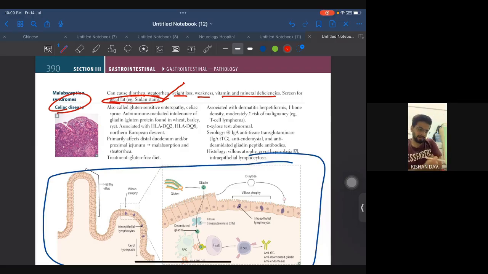Can cause diarrhea, steatorrhea, weight loss, weakness, vitamin and mineral deficiency, screen for fecal fat. So either the question will give you celiac disease, and then they will ask how it can be screened. Okay.